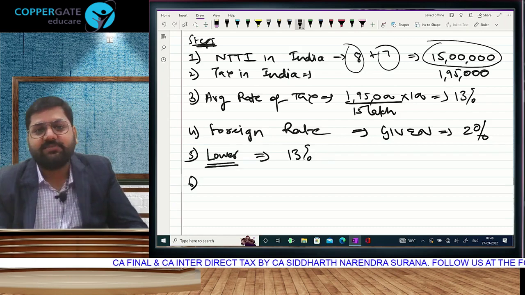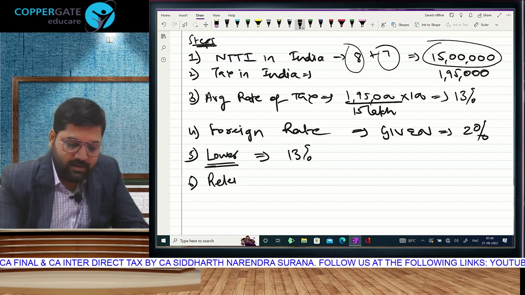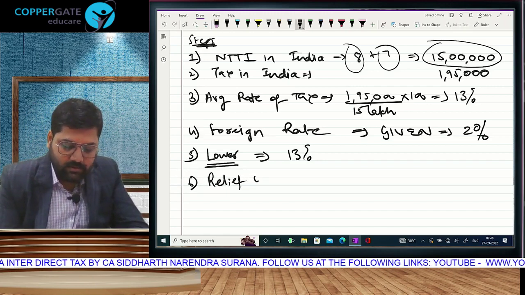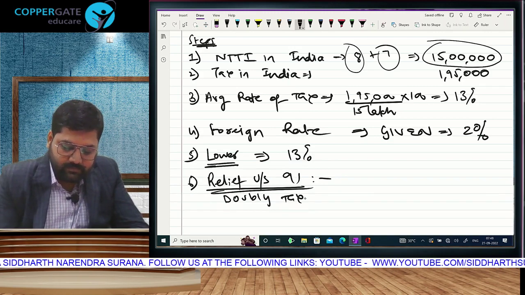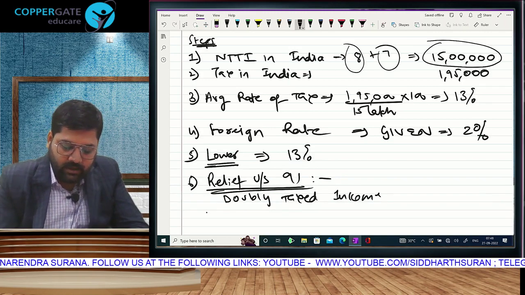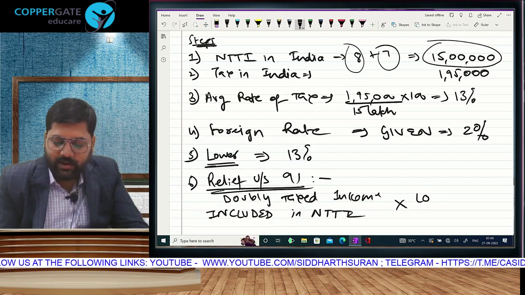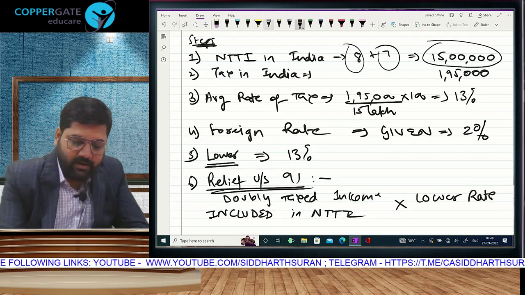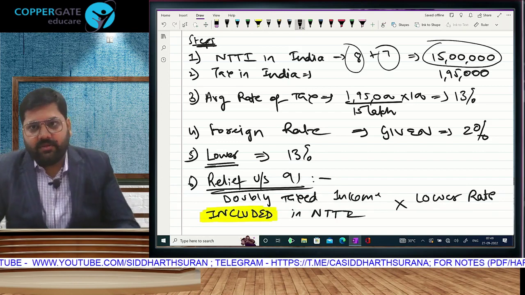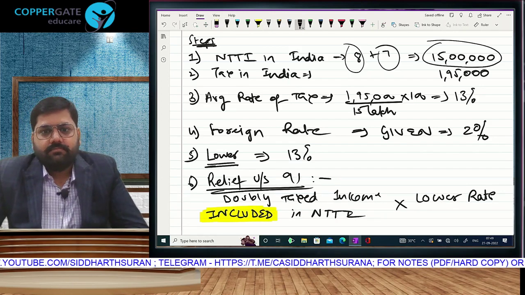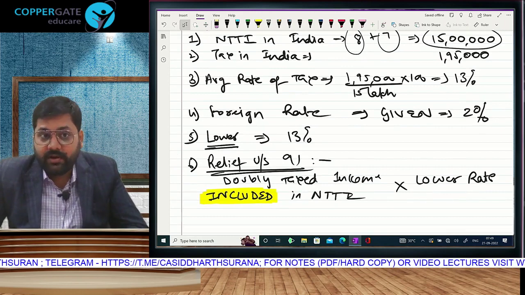And as I told you, in step number 6 we will get our relief. Very, very easy to calculate our relief. What is finally my relief under section 91? Doubly taxed income included in my net taxable total income into the lower rate that you have computed in the previous step. Doubly taxed income included in NTTI into the lower rate.